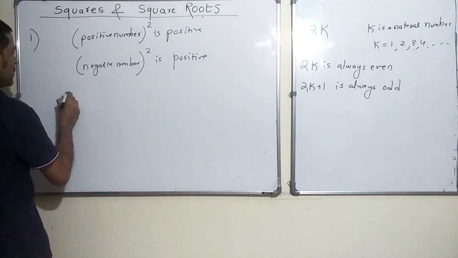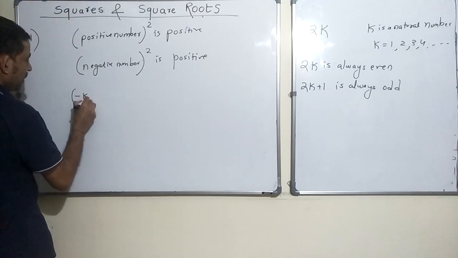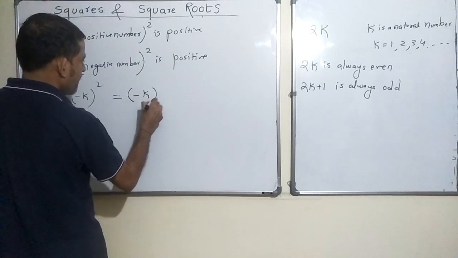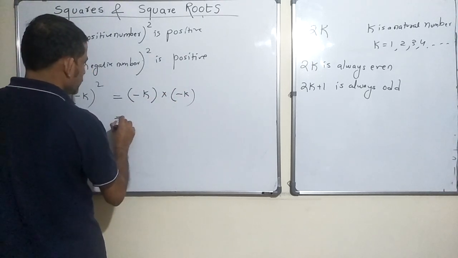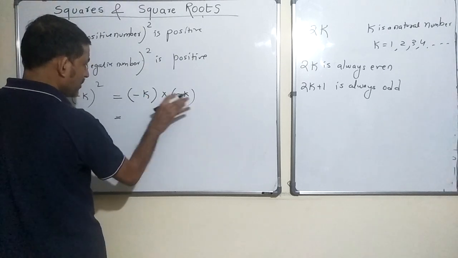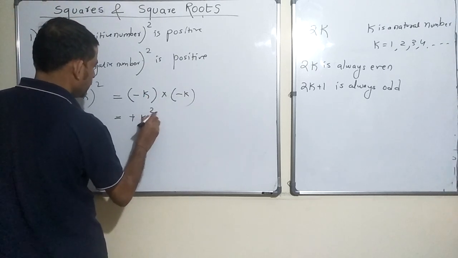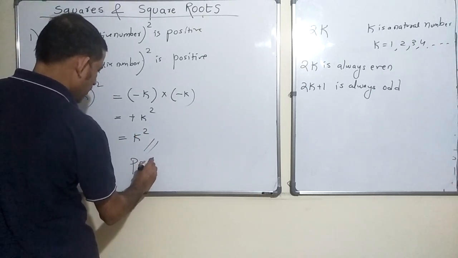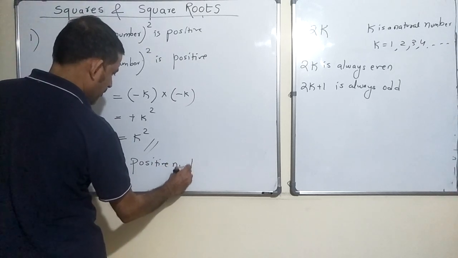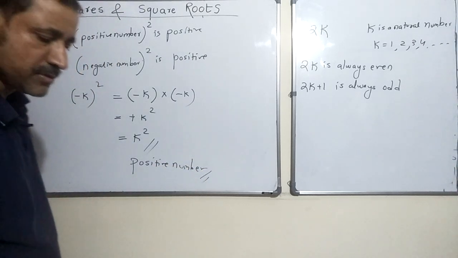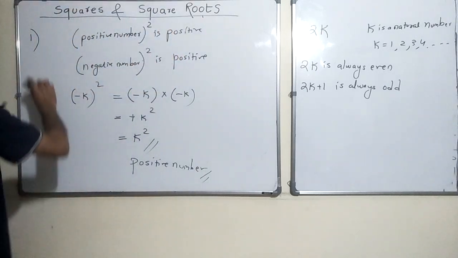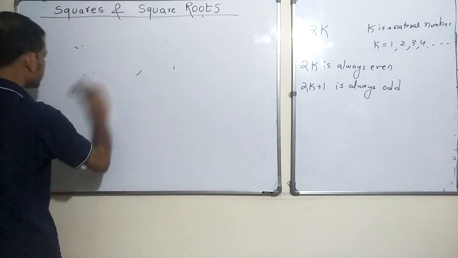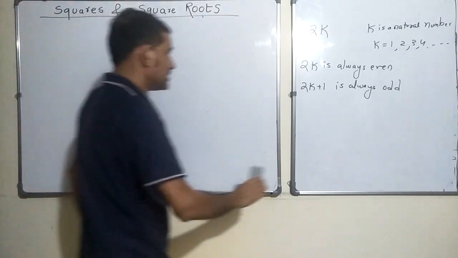What about the negative one? Can I denote a negative number as minus k, and we do a square, which is nothing but minus k into minus k? So minus into minus is plus, k into k, so it is nothing but k square, which is a positive number. So that is also done. All right, let's move on to some more complex ones, and let's try to prove the results.